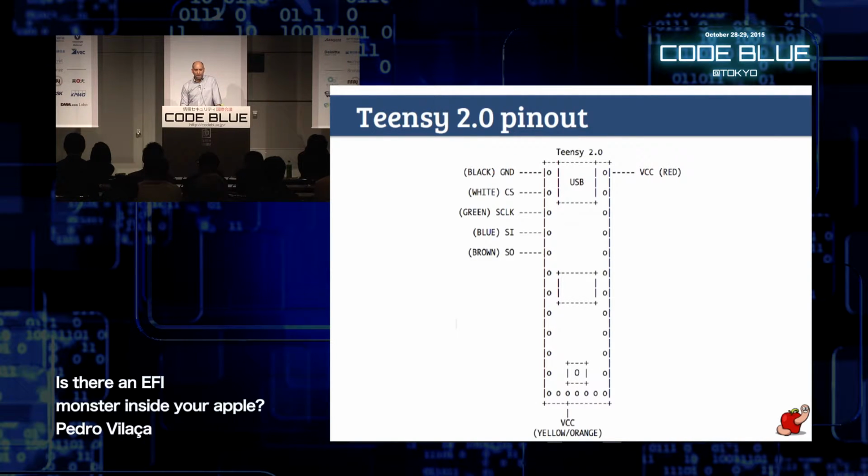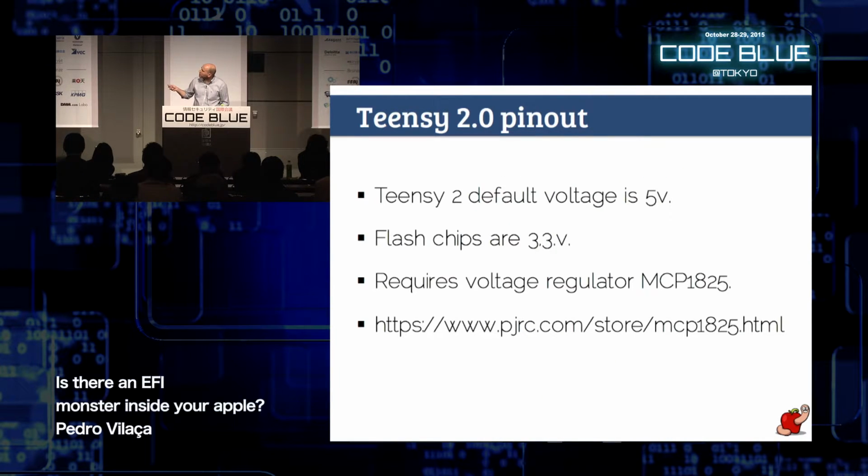You can use it for read. Just a small detail. If you use the Teensy 2, its default voltage is 5 volts. The flash chips are all 3.3, so you need to put a voltage regulator. If you go to this website, it contains the part number, which is that one, MCP, and where to solder it. So it's a 5-minute job or less to solder this, and it's okay.